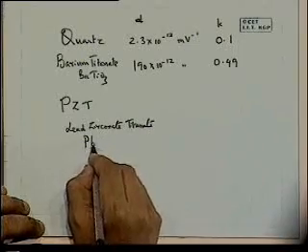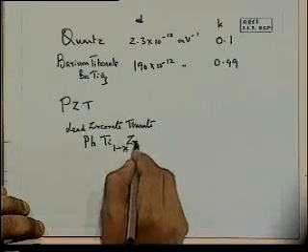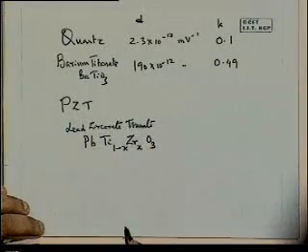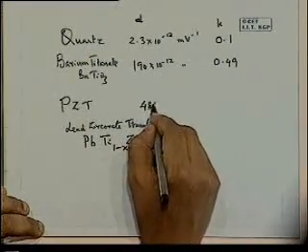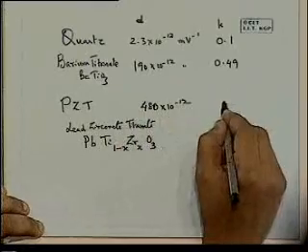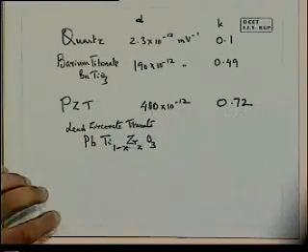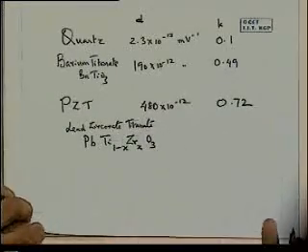Okay, something like PbTi, say 1 minus X, zirconia X O3. In this case, the D value is much higher, 480 into 10 to the power minus 12, and correspondingly the coupling coefficient is also very high. Very good conversion of one form of energy to the other. And when we are converting it like this, those are called transducers. That converts the electrical energy to mechanical energy and vice versa.